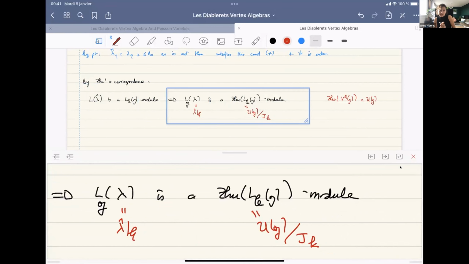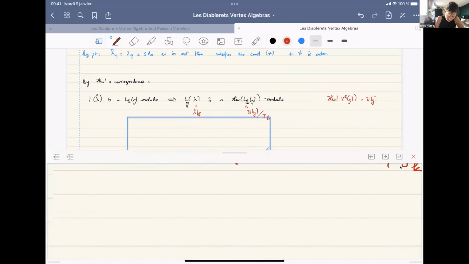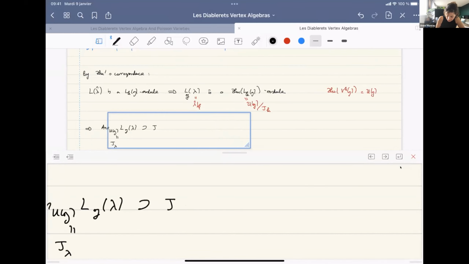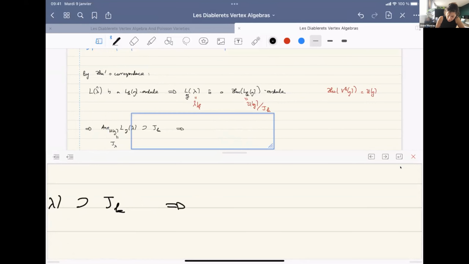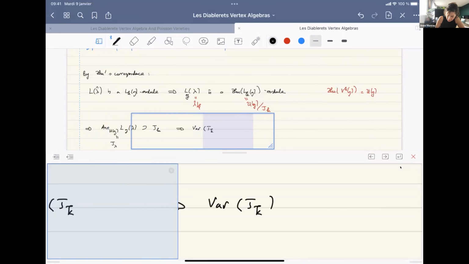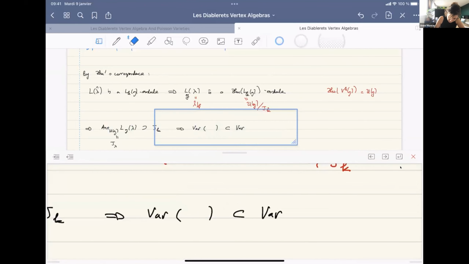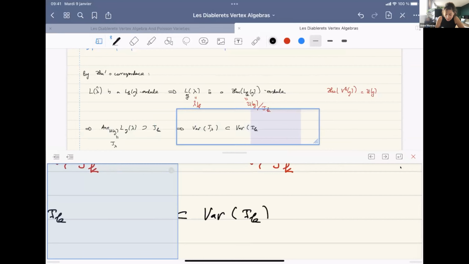that in the setting of G, we have this statement. And this implies, so now this is easy, that the annihilator of L(G, lambda), that I denote as usual by J lambda, contains this ideal J_k. And so now we go to associated varieties. It implies that the associated variety of J_k is contained in the, sorry, it's a converse. It says that the associated variety of J lambda is contained in the associated variety of J_k. And now there is a general fact.